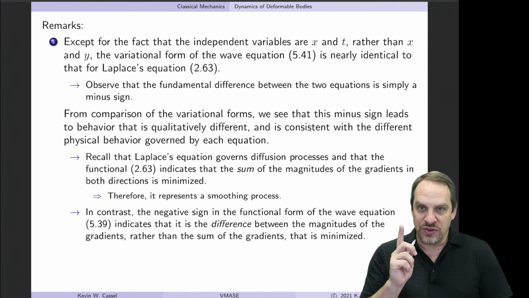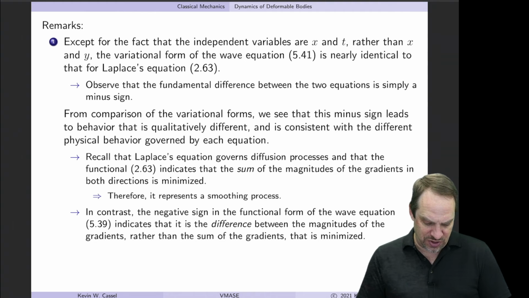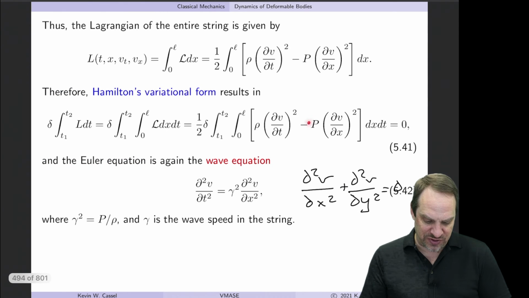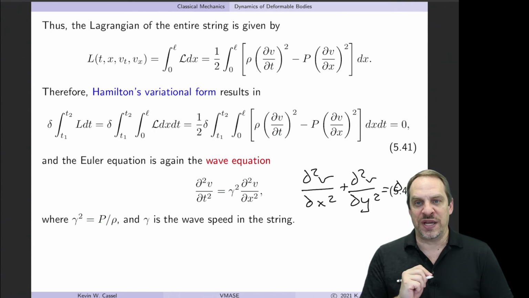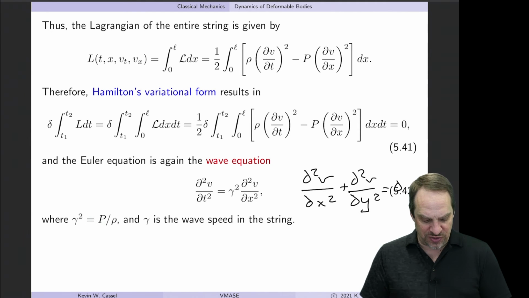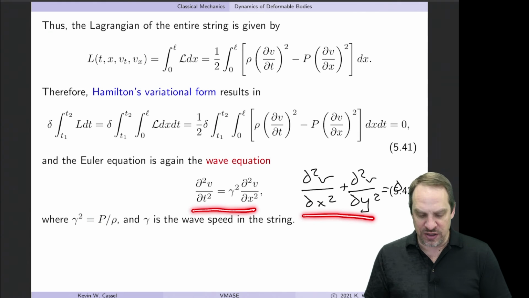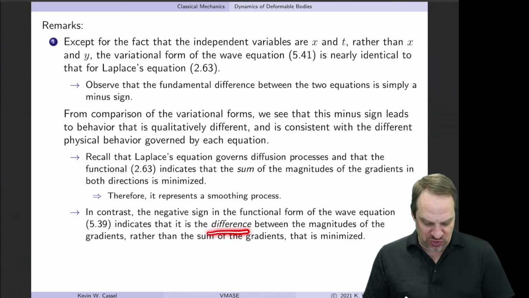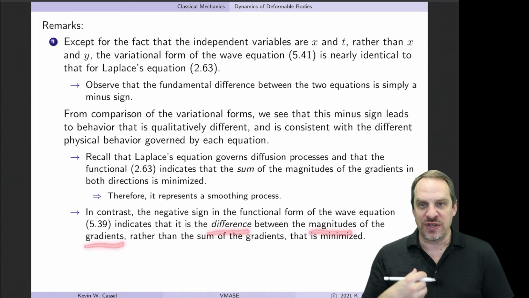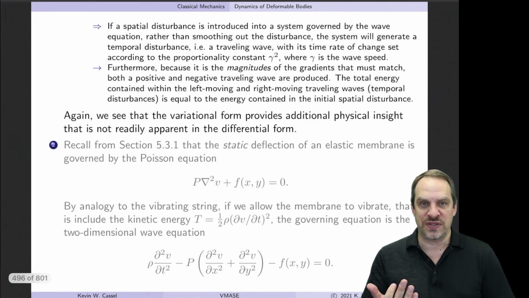So it wants to make those gradients as small as possible in an integrated sense across the entire domain. The difference here is now in our functional, again, because we have this minus sign, we still have the squares of these two gradients, but it's the difference between those two magnitudes rather than the sum of the two magnitudes. And what I want to show you is that while the consequences of that difference are not apparent in the differential form, they are more apparent in the variational form. So again, it's the difference between the magnitudes of the gradients that's now being minimized in the context of the wave equation. So what difference does that make?